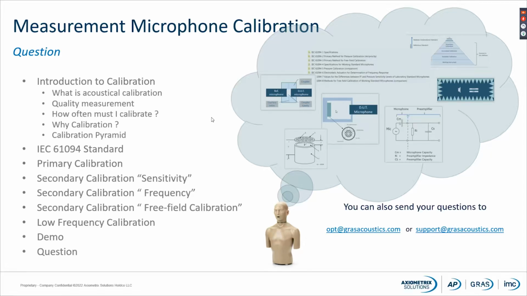Here's a question. Is the pressure correction for piston phone valid down to, let's say, 80 kilopascal? Yes, it is. You can actually use it down to about 700 and up.